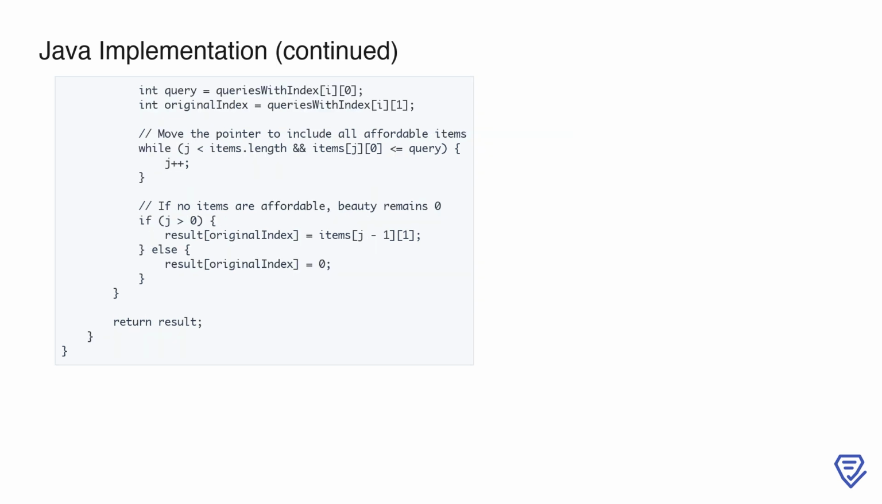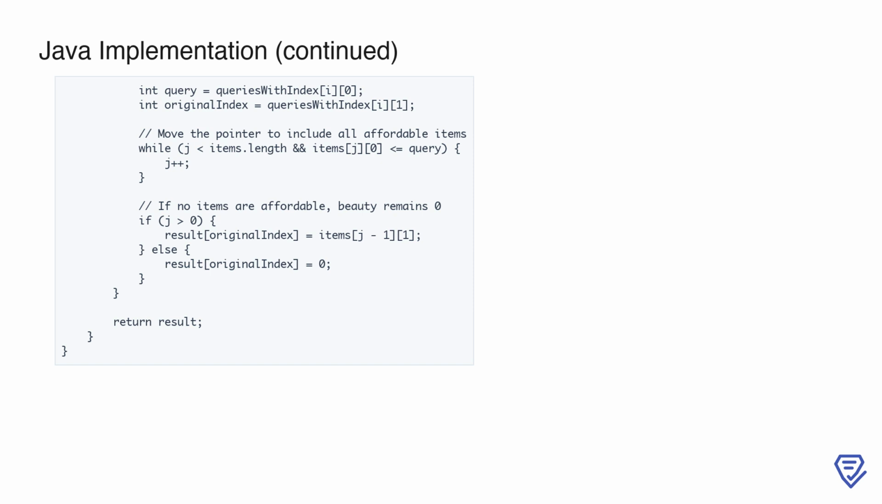Now, we process each query in the queries with index array. For each query, we extract the price and its original index. The pointer j is used to iterate through the items array. As long as the item's price is less than or equal to the current query price, the pointer advances, ensuring that we consider all items that are affordable for the given query.